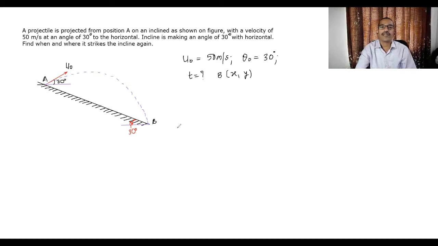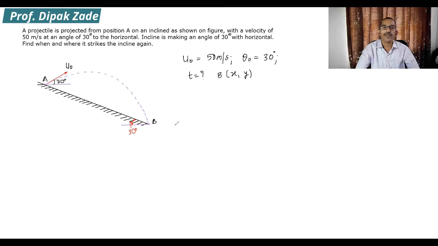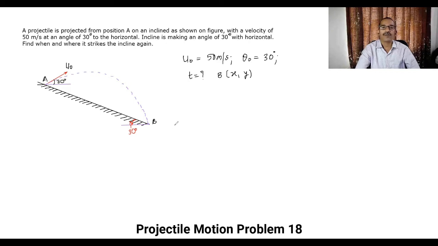Now, what data is given? If you try to solve the problem, we have one equation along the x-axis, that is x equal to u0x into t, and along the y-axis, three equations of motion. If you try these equations, the number of unknowns is more. That means x is unknown, y is unknown, t is unknown. Therefore, it becomes difficult. Now, the equation of path is in terms of x, y, u0 and theta 0, out of which x and y are unknown, u0 and theta 0 are known. That means there are two unknown terms, x and y.